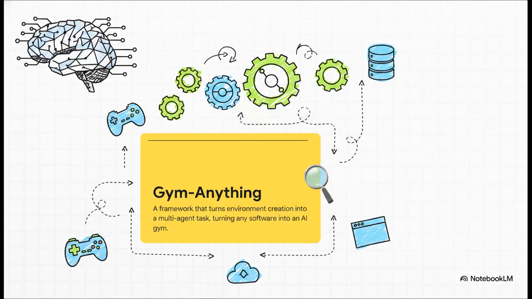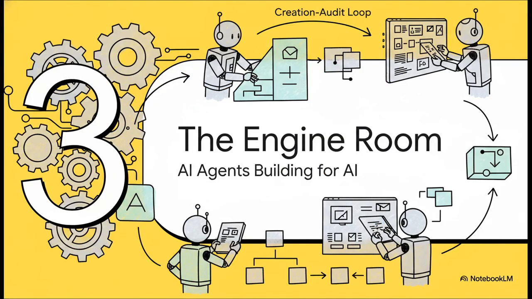So here's the absolute key, the big shift in thinking. Gym Anything basically says, instead of having humans slowly build every single environment, let's turn environment creation itself into a job for a team of AI agents. And that right there is the secret sauce that lets it scale and handle pretty much any software you throw at it. All right, let's pop the hood and look at the engine room of this thing.